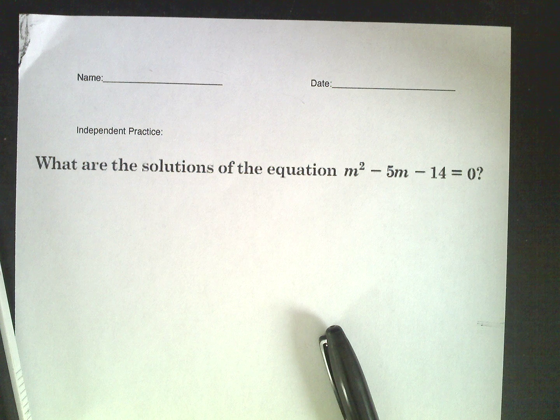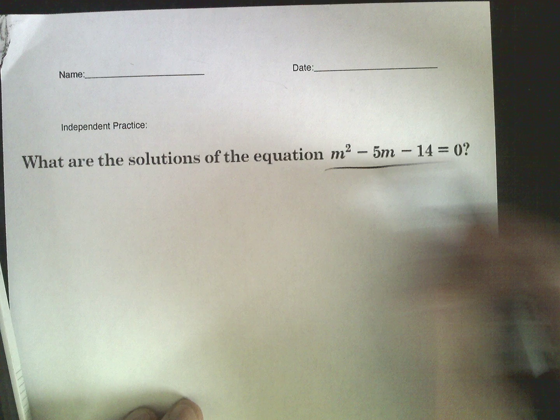We're going to go over the independent practice question. Now, the independent practice question today is, what are the solutions of the equation m squared minus 5m minus 14 equals 0? If you go back to the group practice, I said that looks like the results of someone factoring. So that's exactly what we're going to do here. We're going to factor this equation.